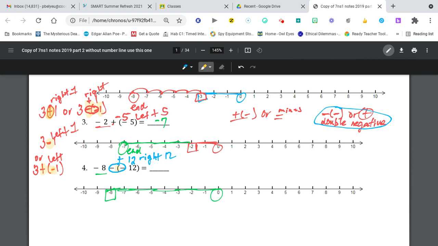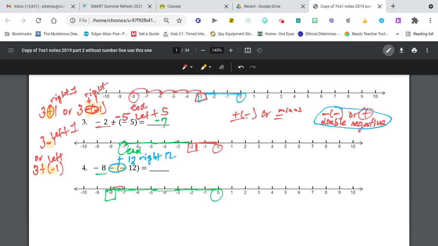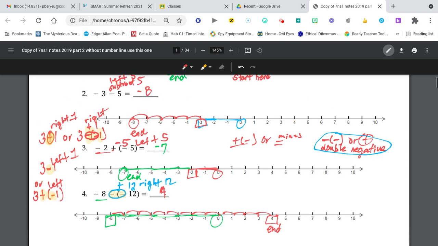So again, minus a negative is the same as plus, guys. All right, so what I want to do is go to the right 12. 1, 2, 3, 4, 5, 6, 7, 8, 9, 10, 11, 12. And I end at 4. And that's how you use a number line.